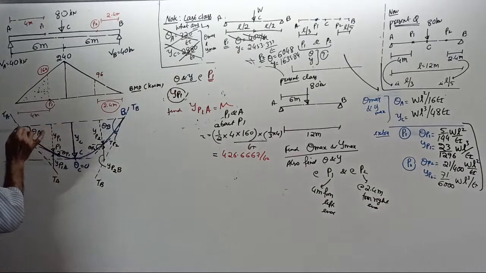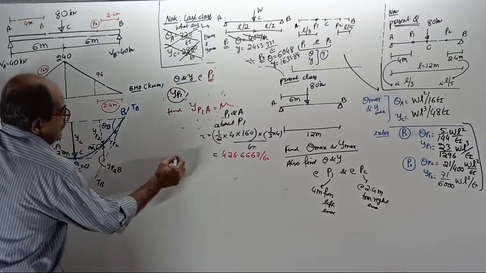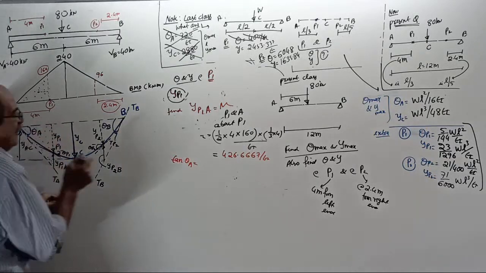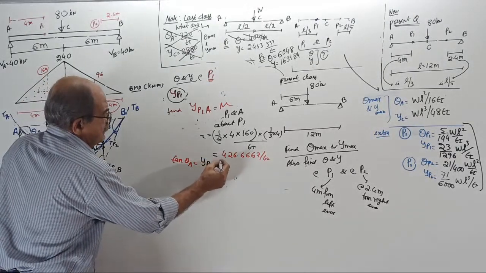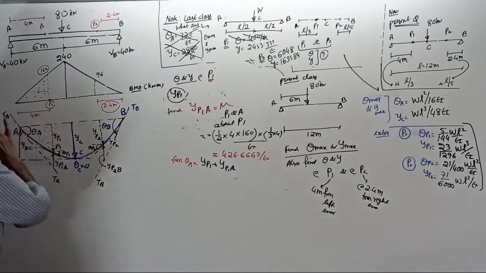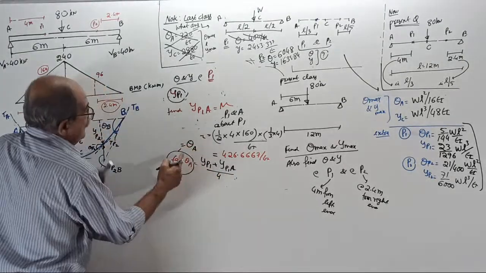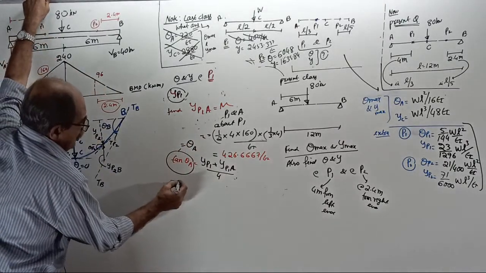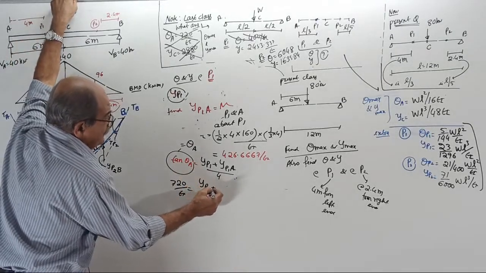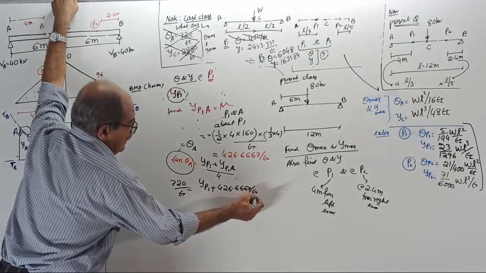Now do one thing. Consider this triangle. Write tan of theta A equal to this full height here, which is y at P1 plus y of P1 with respect to A, divided by 4. But tan theta equals theta A. Theta A is 720 by EI, equal to y of P1 plus this 426.6667 by EI, divided by 4.